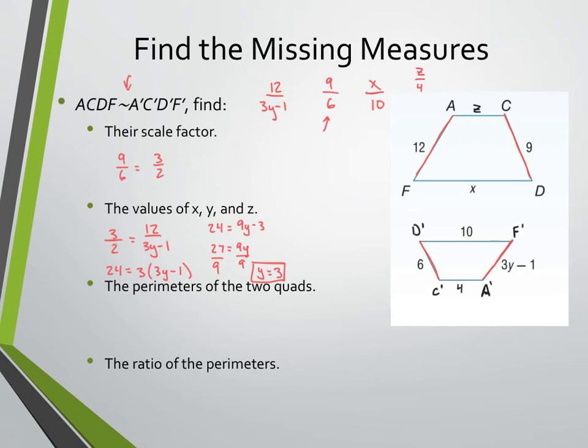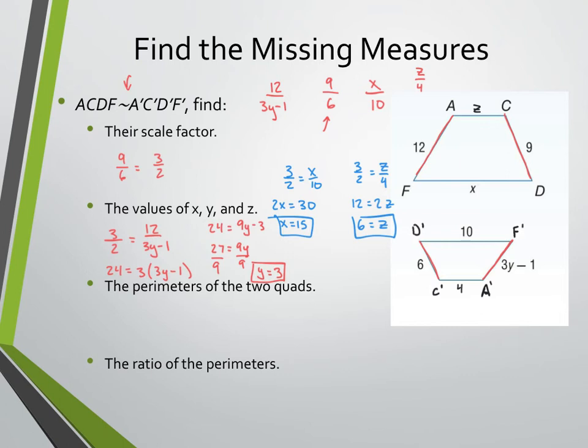Okay. Now I'm going to set up my scale factor to find x and to find z. I'll set them both at the same time. So 3 over 2 is equal to x over 10. And then I also have 3 over 2 is equal to z over 4. Okay, cross multiply. That gives me 2x is equal to 3 times 10, which is 30. x is equal to 15. And when I solve for z, I have 12 is equal to 2z, which means that 6 is equal to z. And there we have it.